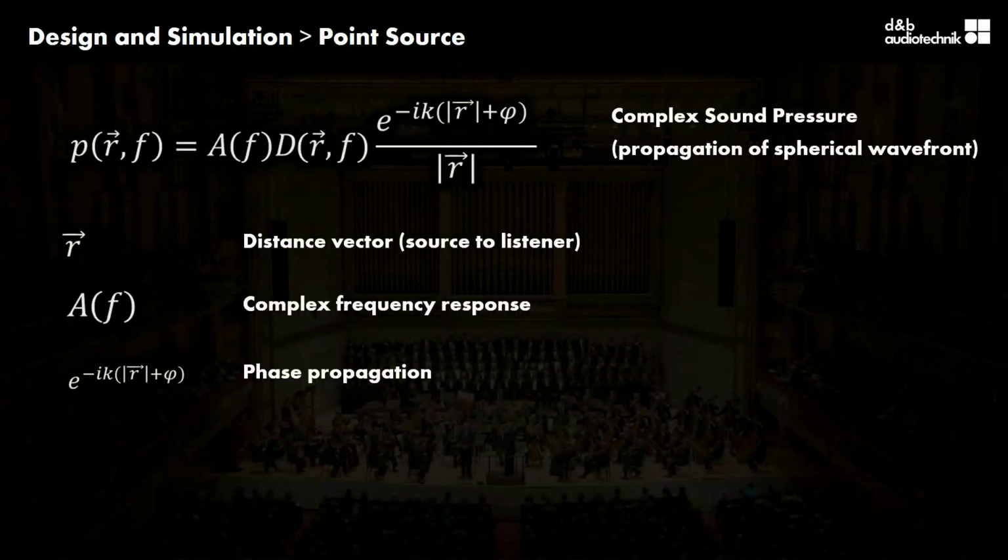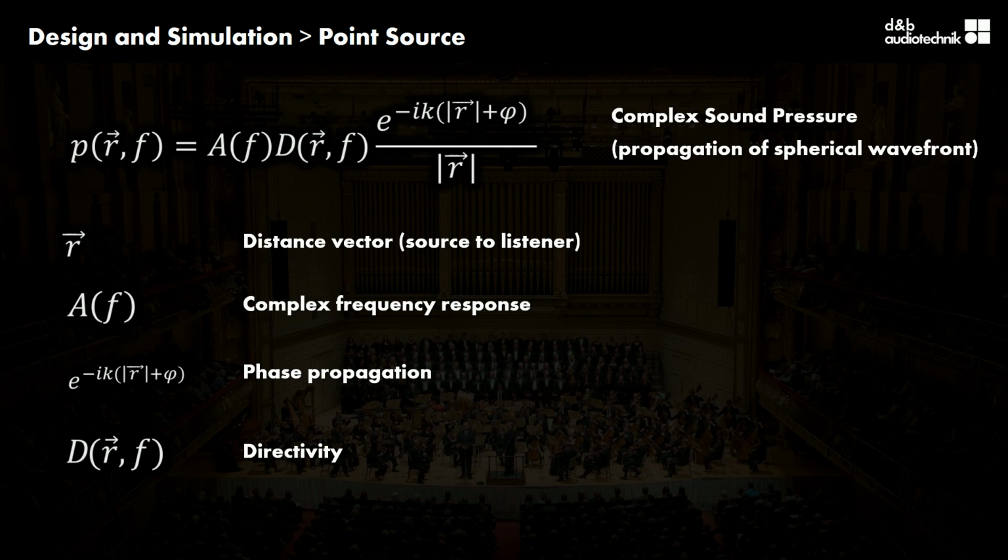A is the complex frequency response, or the amplitude. So think about it: the signal spectrum is complex, it has a phase and a magnitude at every frequency. The exponential term is how the phase of the wave behaves at the specific distance. And D is the directivity. Now, this is something new, isn't it?